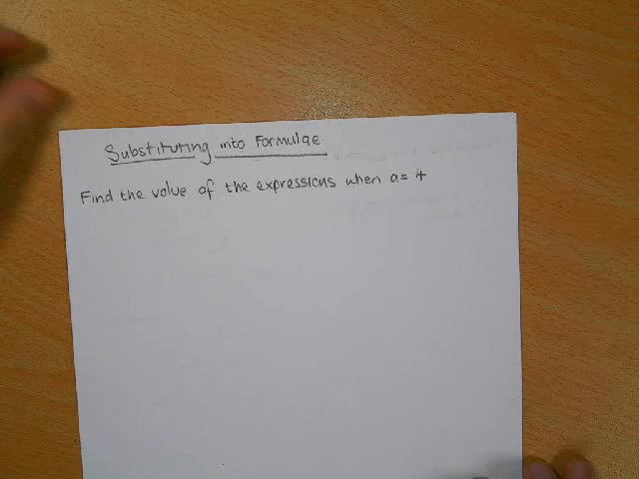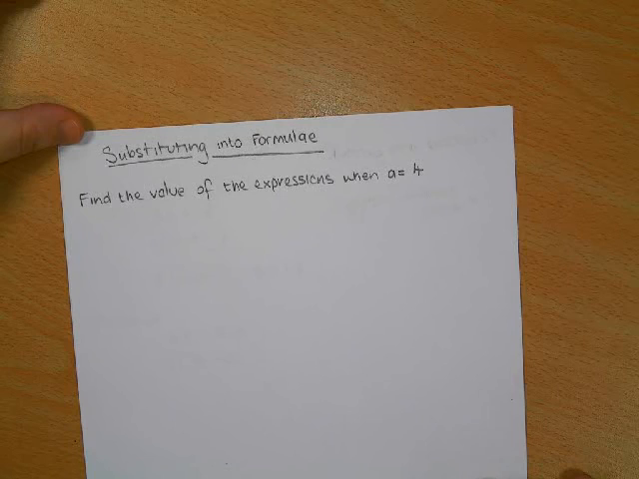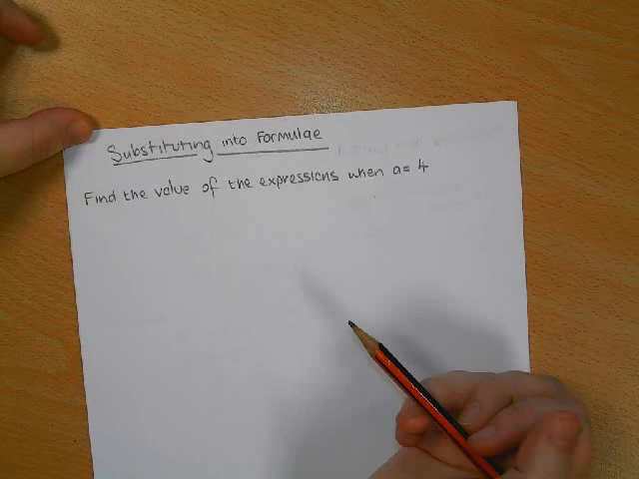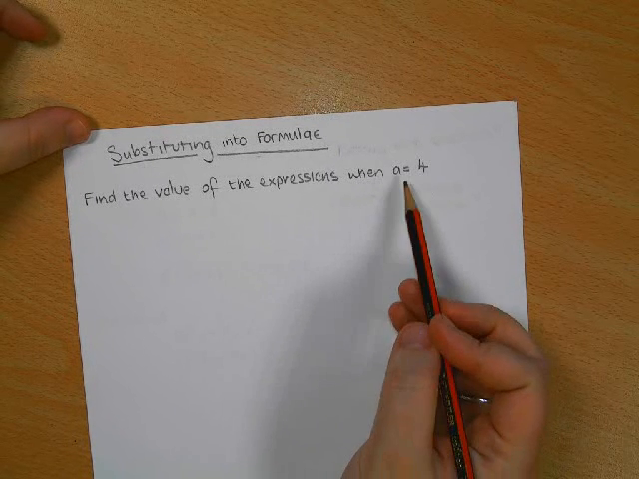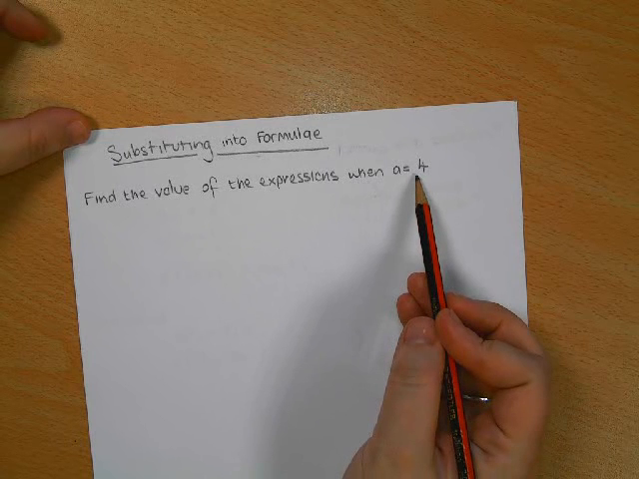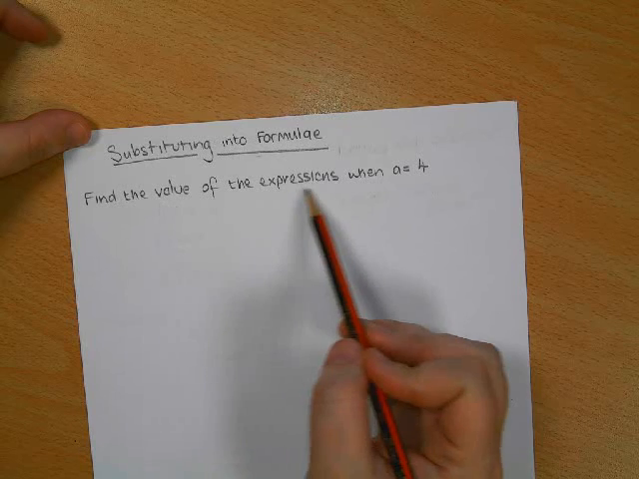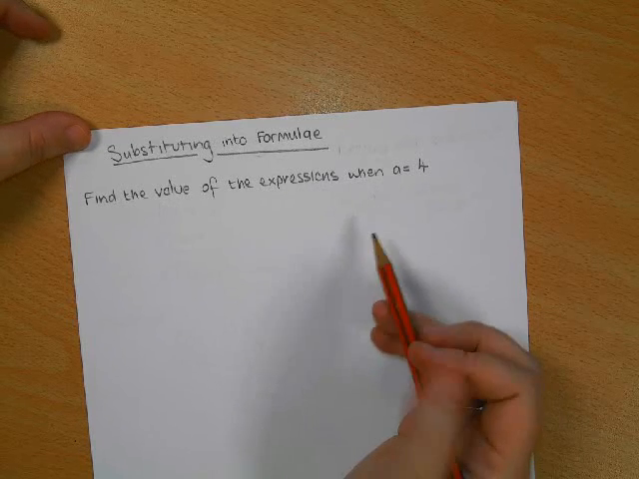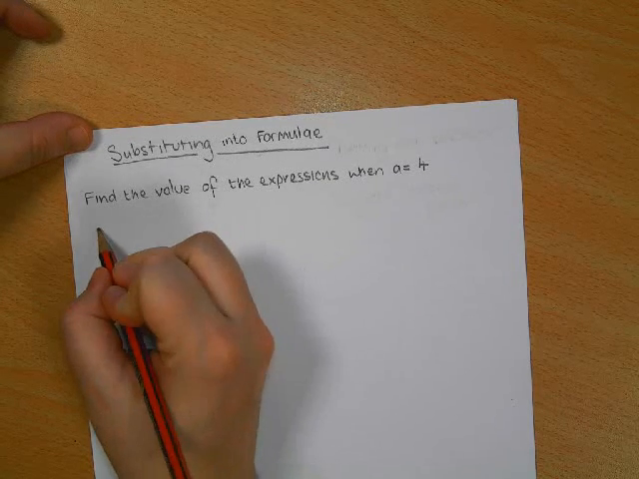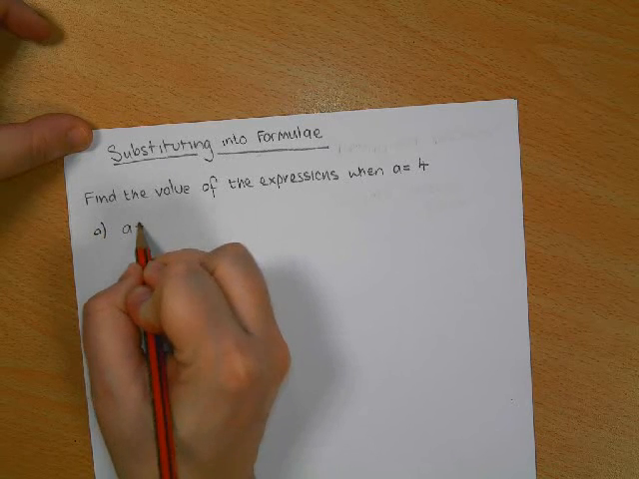In this example, we're going to look at substituting into formulae. So that's where we're given an expression and we're told what the letter represents. So in this example, we've got find the value of these expressions when a equals 4. The first one, the most simple, would be something like a plus 5.